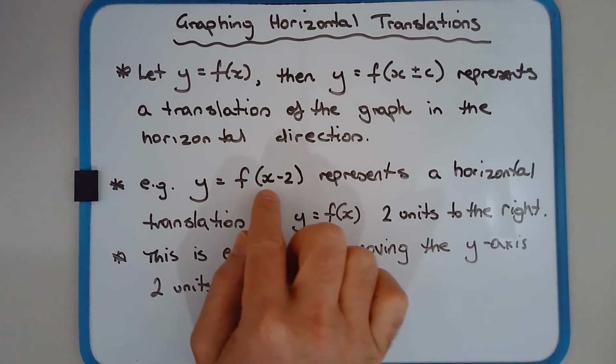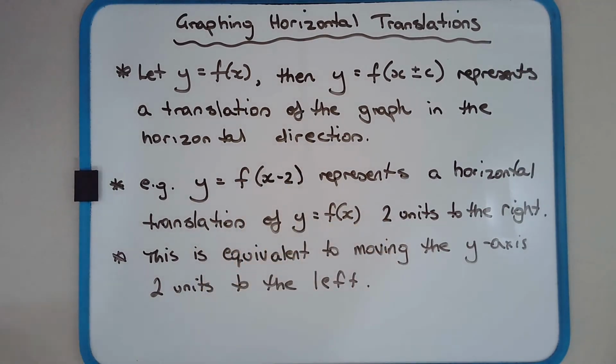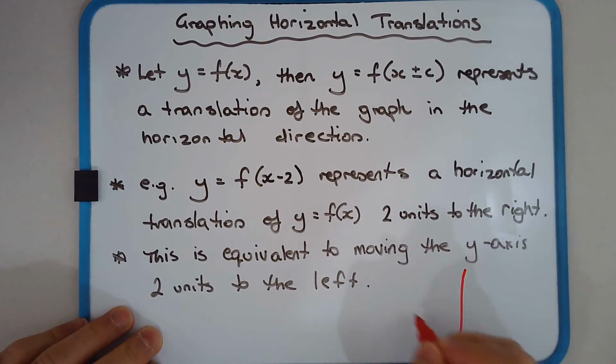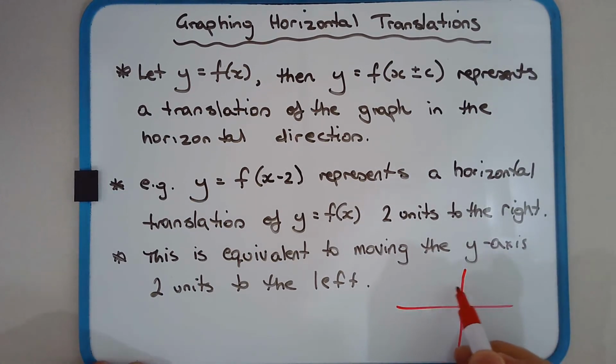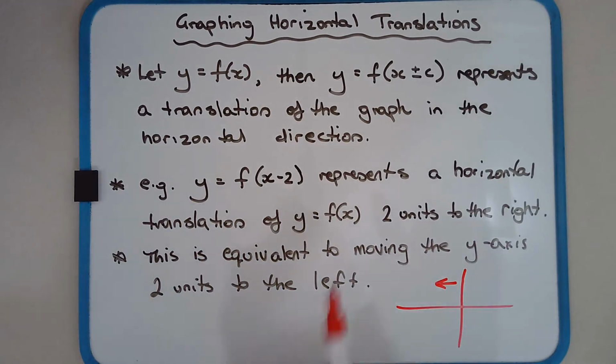So if it's x minus a number, for example, here's a coordinate plane, think of the y-axis moving to the left 2 units. Okay, so if this was x plus 2, the y-axis would move the other way around. So if the y-axis moves to the left, that means the graph has moved to the right.